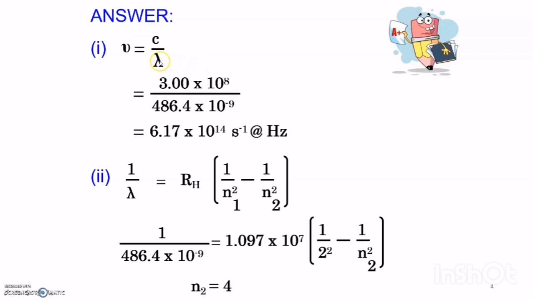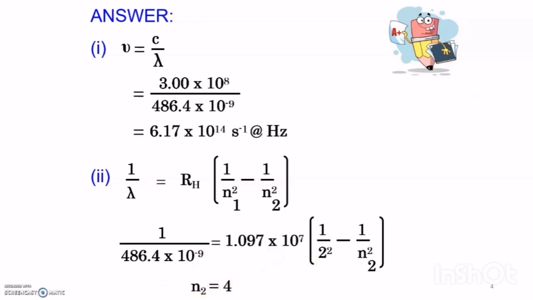Using the formula directly, v equals c over lambda, where the speed of light is 3.00 times 10 power of 8, divided by lambda, we have 6.17 times 10 power of 14 per second or hertz. The second, using the Rydberg equation, 1 over lambda equals RH times (1 over n1 square minus 1 over n2 square), where n1 is the lowest number because the wavelength is a positive value. Replace with the data in the formula, using 1.097 times 10 power of 7 in unit per meter for RH. Then n2 equals 4 in this case.